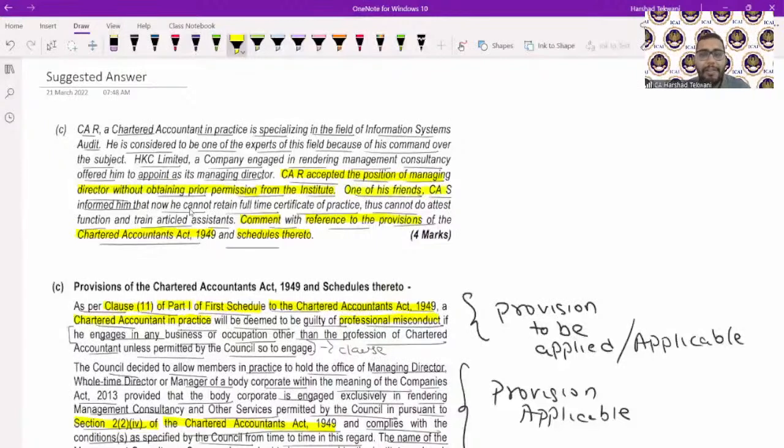One of his friends, CA S, informed him that he cannot retain a full-time certificate of practice, and thus cannot do attest function and train article assistants. So there is something else also being discussed in the question. Not only accepting, but also doing attesting functions and training articles. So there are two points being discussed: the position, and second, the attest functions.